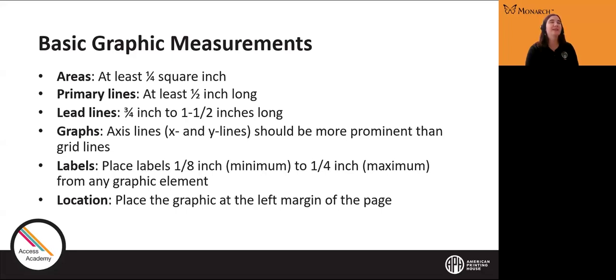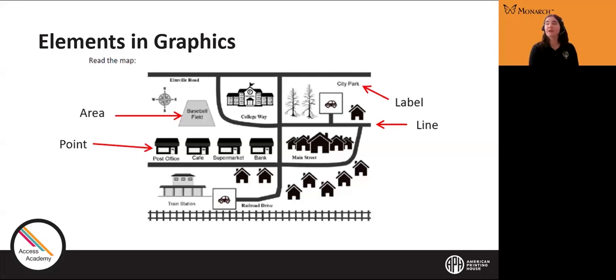There we go, point. A point is a specific place on a graphic. An example on this map would be the post office, but it could be something like a bus stop.